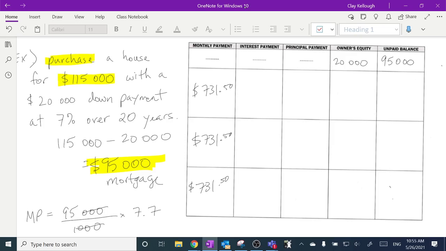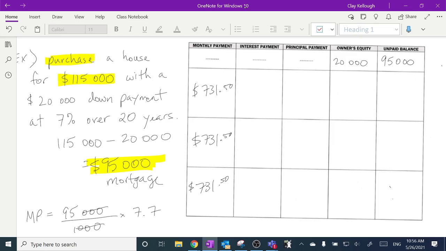Now, how much of this payment goes to the bank's interest, and how much of this payment goes to how much I'm actually paying to buy the house, right? When you make a payment, you're paying really two things. You're paying how much you borrowed, and you're paying how much the interest is. How much of this payment is each of those things?